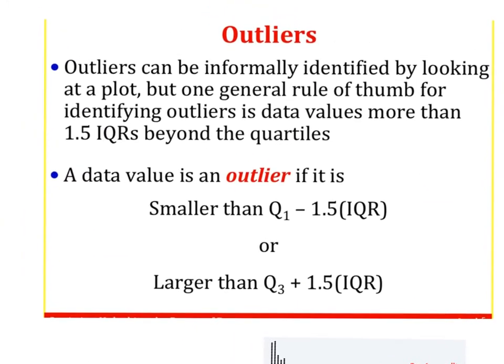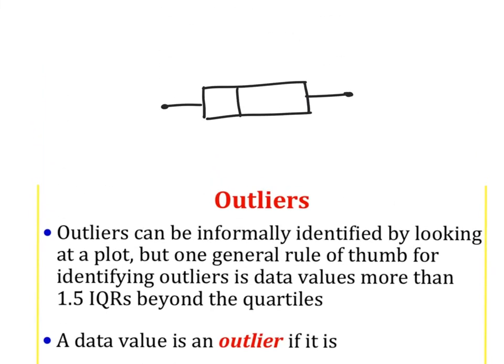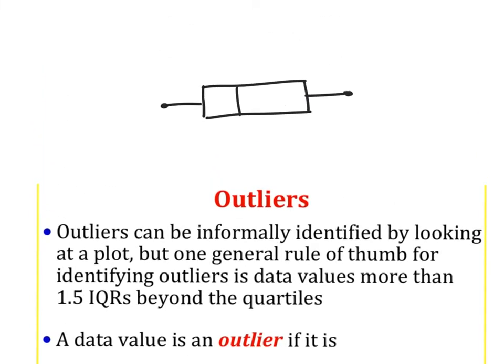So there's a formula for that. What we do is we take quartile 3, subtract quartile 1 to get your IQR, and then you multiply that by 1.5. You're going to add that to quartile 3, and you're going to subtract that from quartile 1, and that's going to create kind of like a fence. If your data is outside of the fence, then it is an actual outlier.